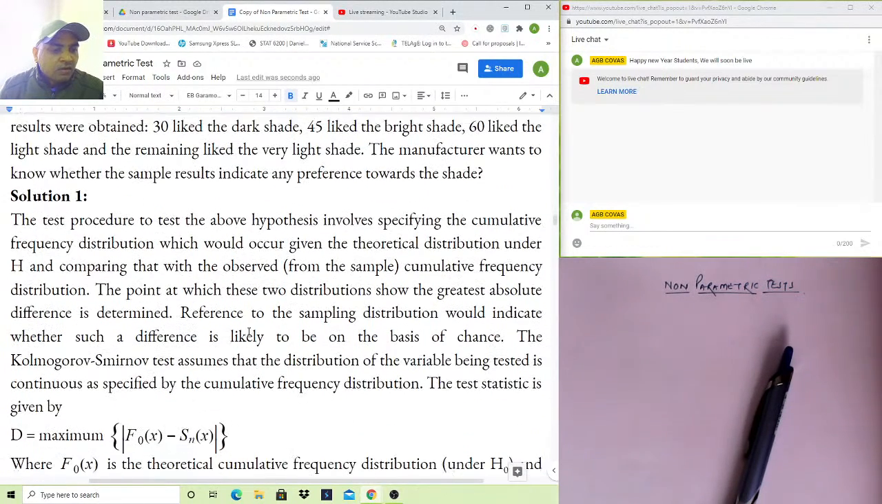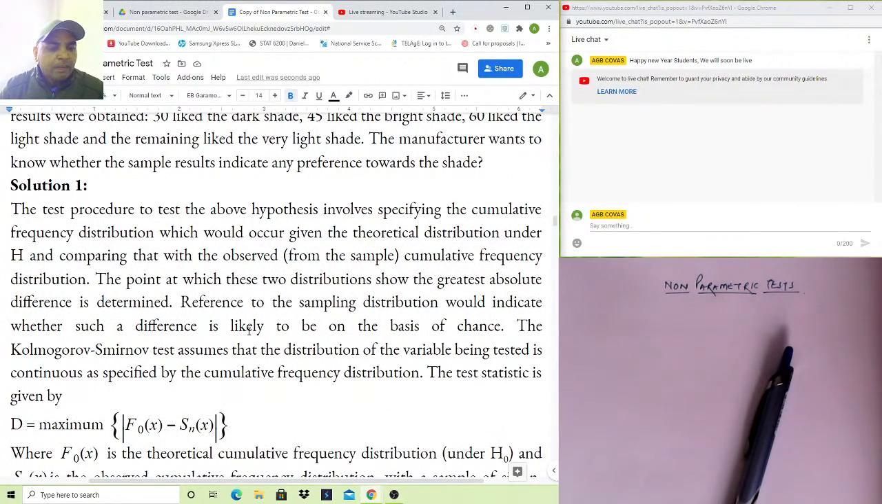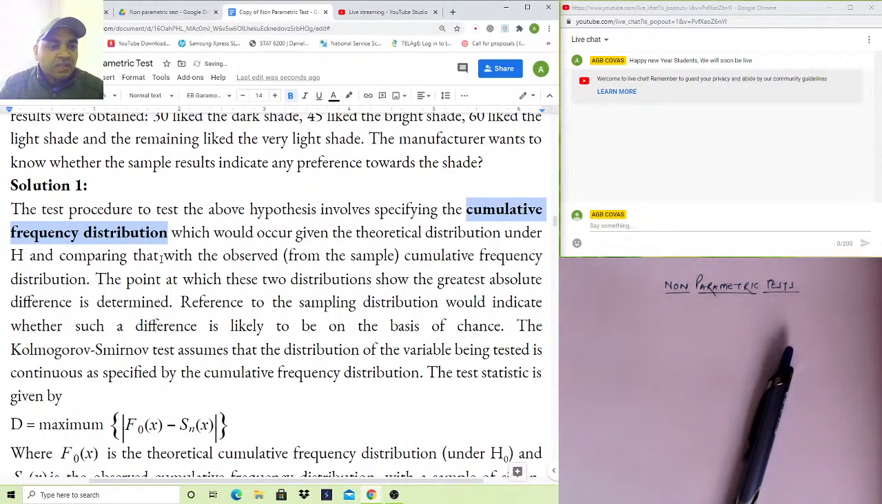So what will be the solution? We will be applying the KS one sample test, right? And how to apply that? The test procedure to test the above hypothesis involves specifying the cumulative frequency distribution. What we will be doing here is specifying the cumulative frequency distribution. Cumulative frequency you all know, and then I will show you in the table how to make this cumulative frequency distribution.